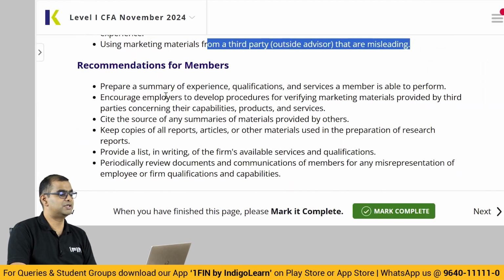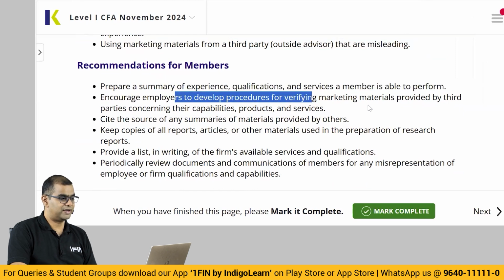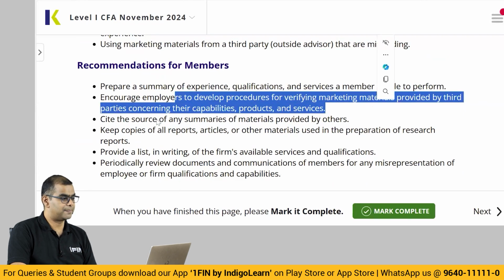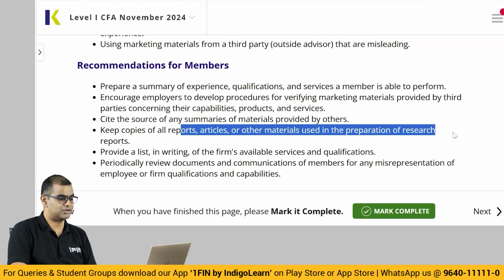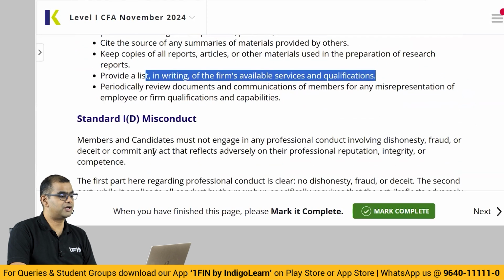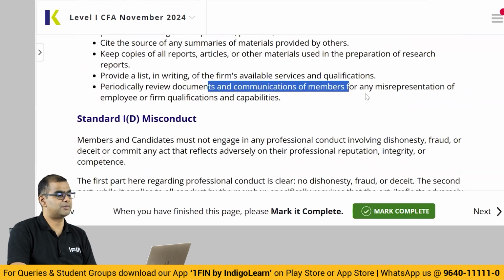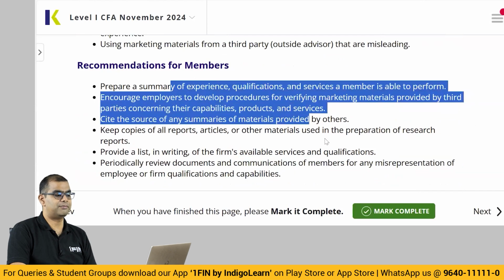What are the recommendations for members? Prepare a summary of experience, qualifications, and services a member is able to perform. Encourage employees to develop procedures for verifying marketing materials provided by third parties. Cite the source of any summaries of materials provided by others. Keep copies of all reports, articles, or other materials used in preparation of research. Provide a list in writing of the firm's available services and qualifications. Periodically review documents and communications of members for any misrepresentation of employees' or the firm's qualifications and capabilities. Right. These are the things that they suggest for members.